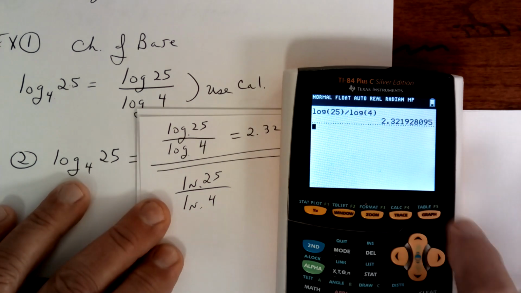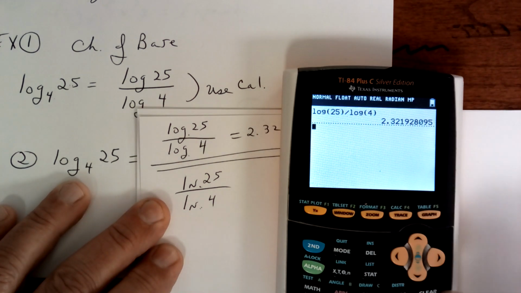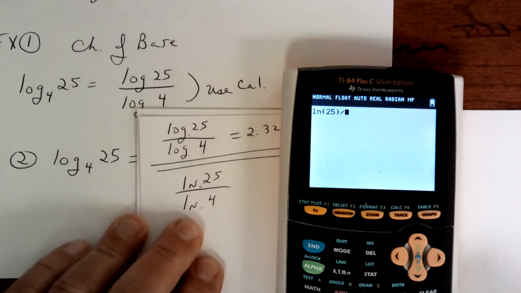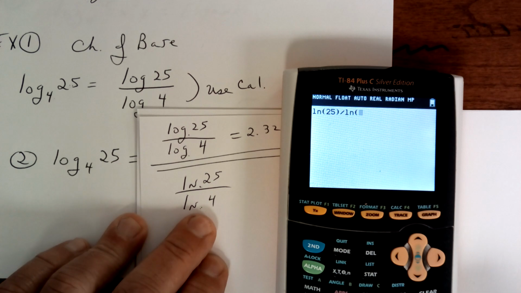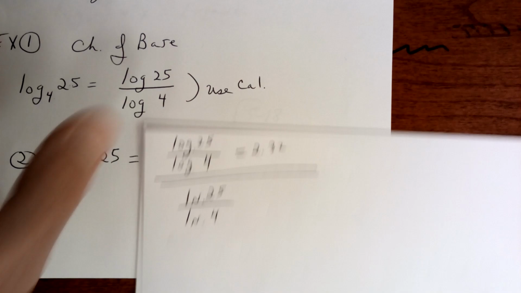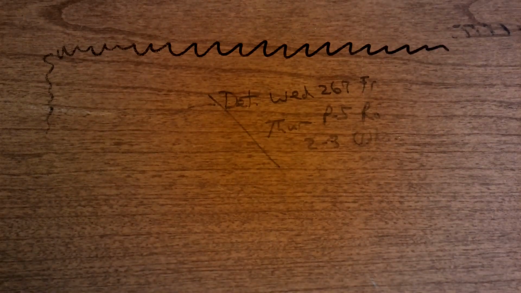So clear your calculator. Press natural log of 25, close parentheses, divided by natural log of 4, close parentheses, press equals. And we get the same thing, okay? There it is. And that's called change of bases. All right, let's keep moving. There's a box also on page 382.